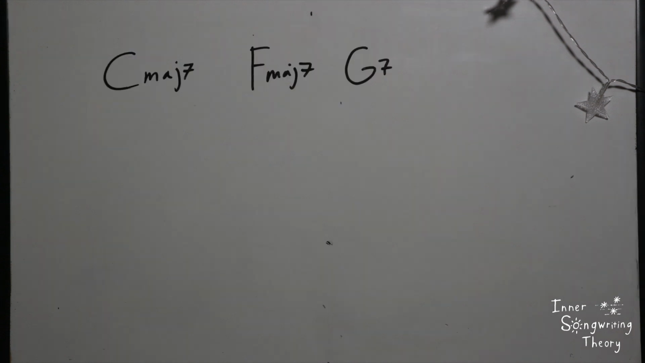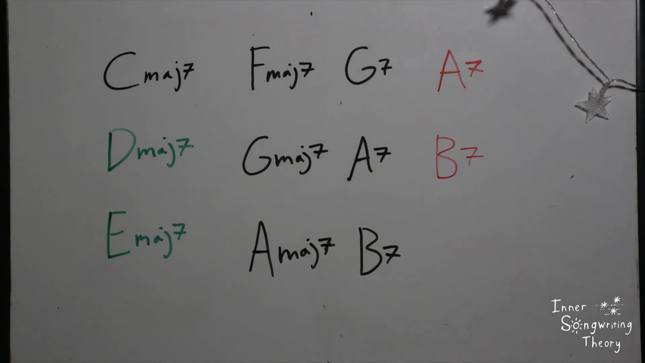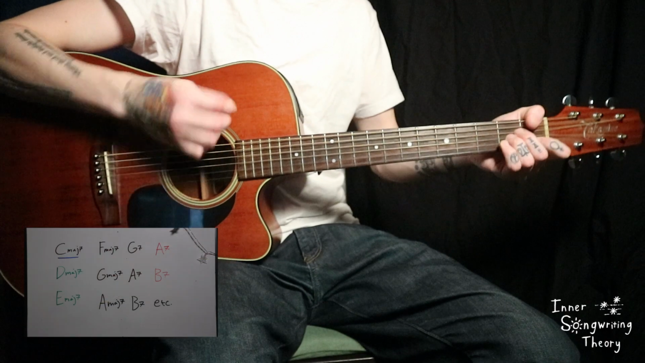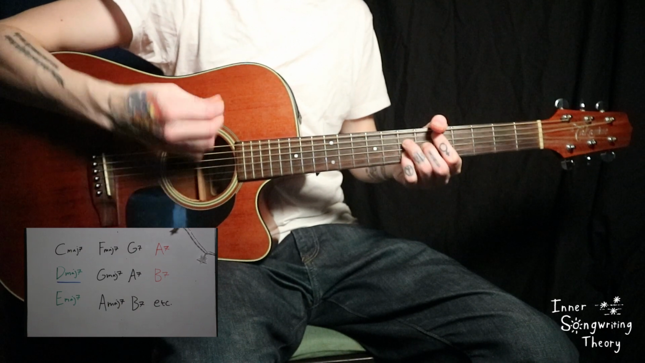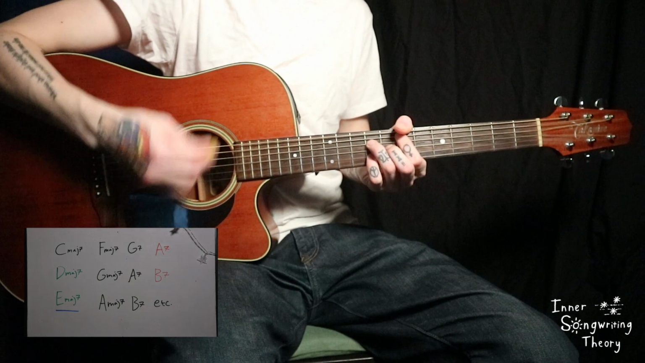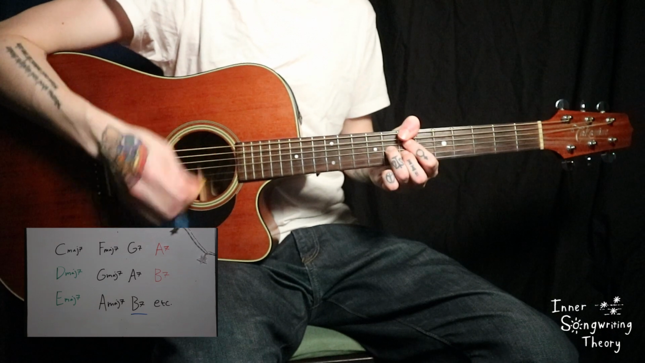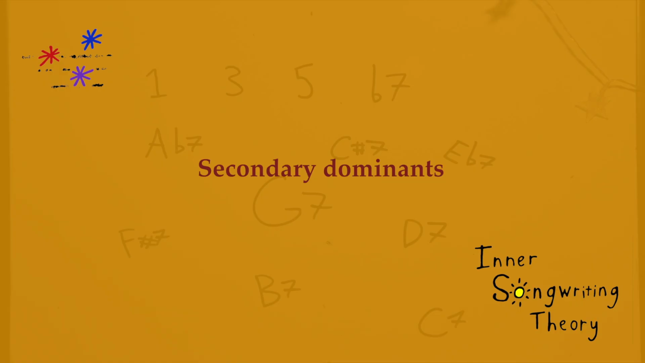Let's try a different style. This time I'm going to start in C before using A7 to move to the key of D, B7 to the key of E, and so on. There are no rules to the types of chord progression that you can apply this to. You could even move between minor keys and major keys at your own will.